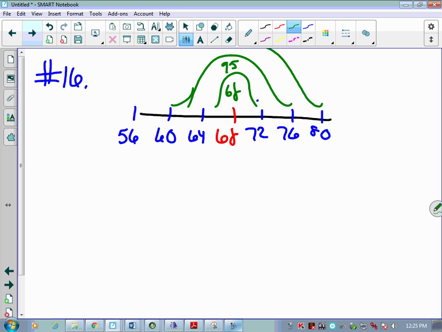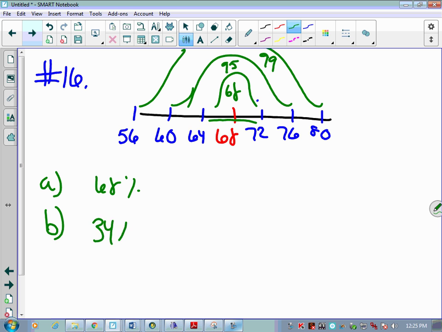So finishing this out, we'd see 68, 95, and 99. Okay, so for A, between 64 and 72, here to here is 68%. And B is going to ask between 68 and 72, which is really simply going to be 68 divided by 2. So 34%. Okay, so we'll check our answer. Let's make sure that we got everything right. Number 16, 68 and 34.